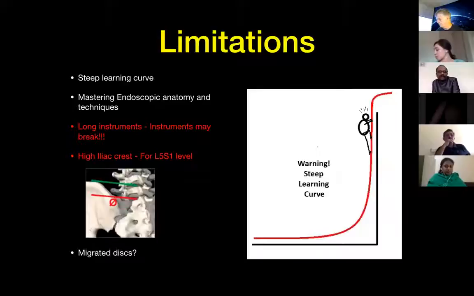When the iliac crest is high, we cannot usually approach through this far lateral approach because it is in the way. So you have to opt for the interlaminar approach. Migrated disc, what do you do? Sometimes, with experience, we have started doing migrated disc with this technique, but for beginners, it may be difficult.